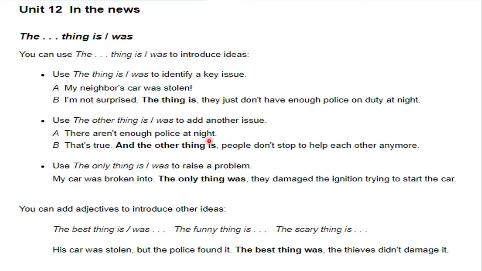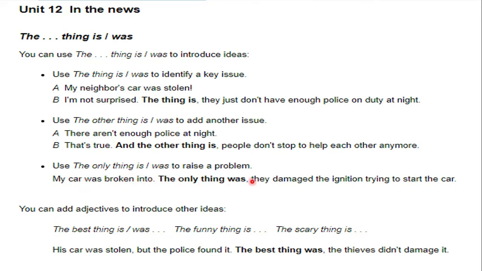¿Ya? ¿Ok? And let's go to the third one. The only thing is or was, because you can use it in the present and in the past, to raise a problem. ¿Qué quiere decir to raise a problem? Para sacar a relucir un problema. ¿Ya? For example, my car was broken into. Me robaron el carro. ¿Ya?